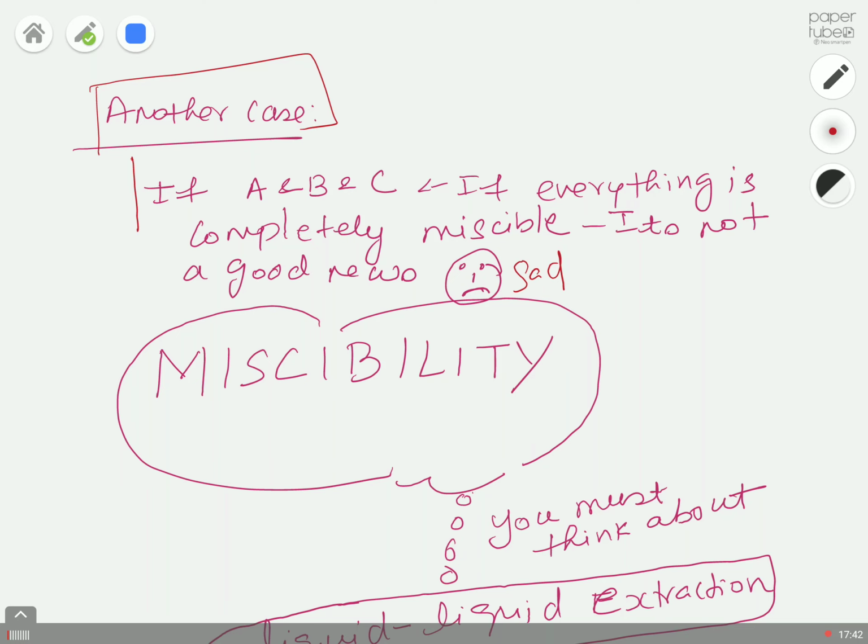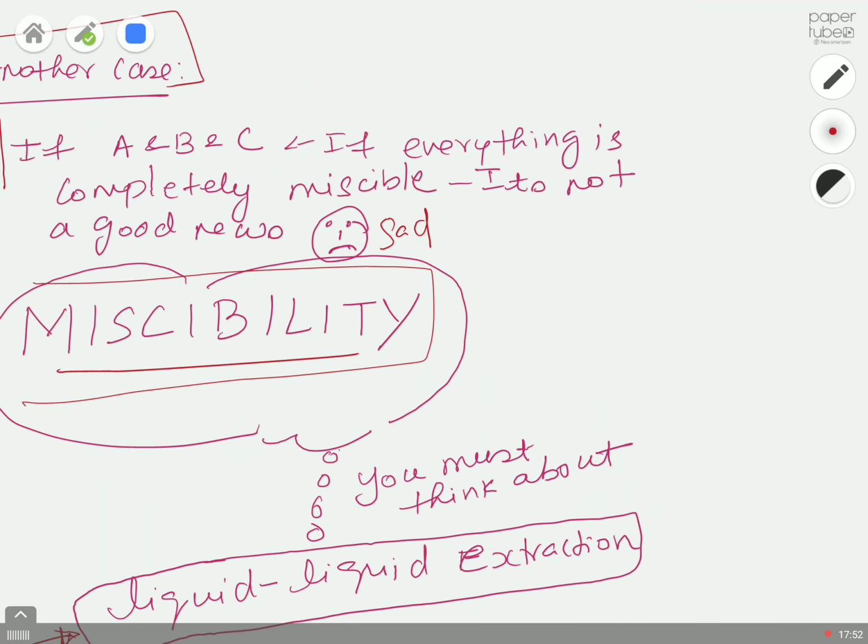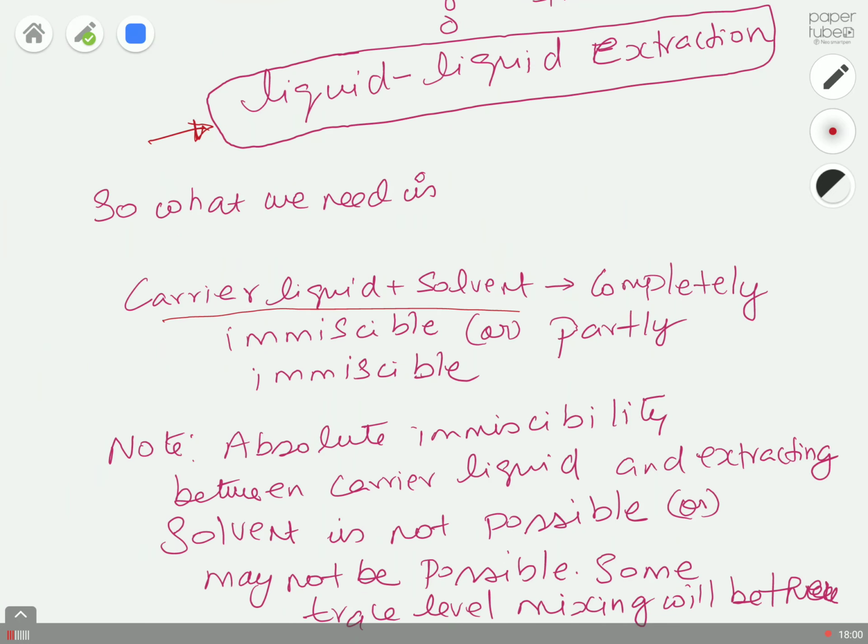And always think about, again a reminder, whenever you think about liquid extraction, you should always think about miscibility. Miscibility is everything in liquid extraction. What we need is that carrier liquid plus solvent should be completely immiscible or maybe partly immiscible.